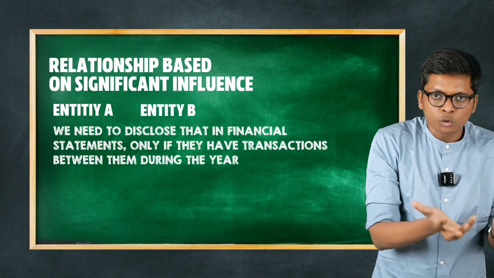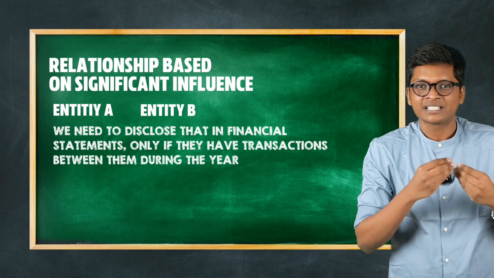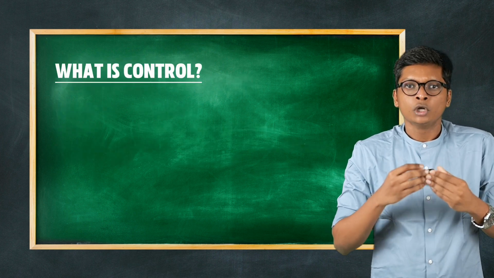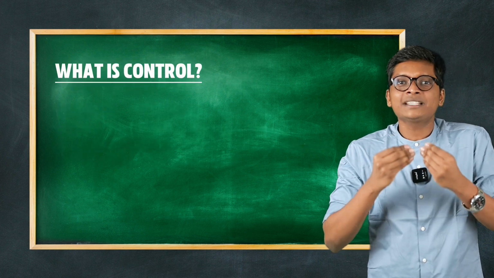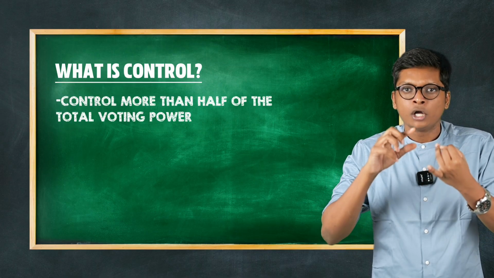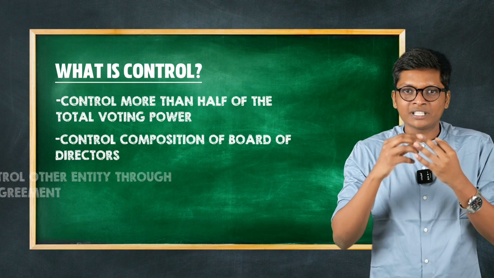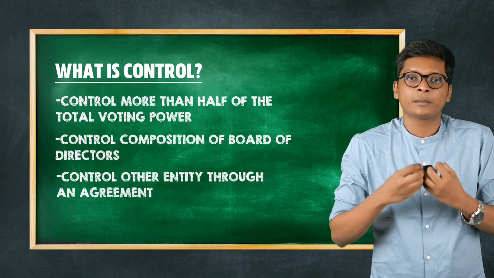This is what to disclose if the relationship is based on control or significant influence. In simple, what is control? You have the same Companies Act holding subsidiary definition where you control more than half of the total voting power, or control the composition of board of directors, or you control the other entity through an agreement.